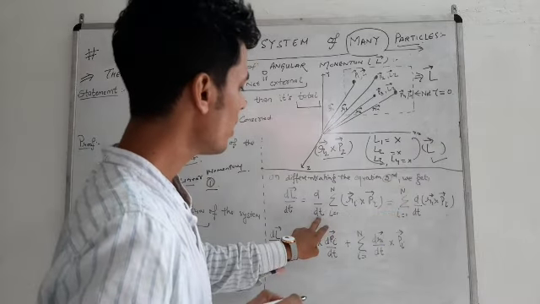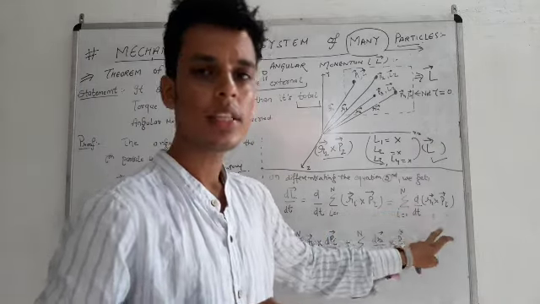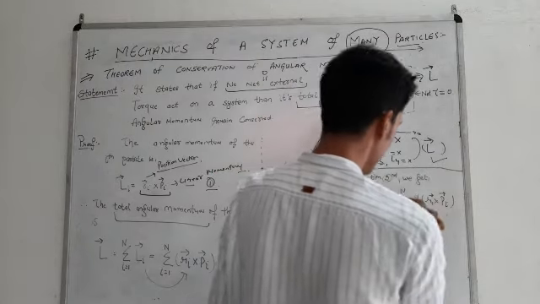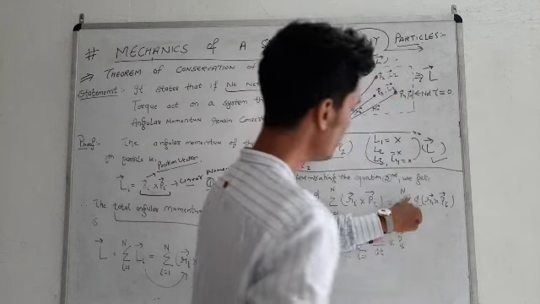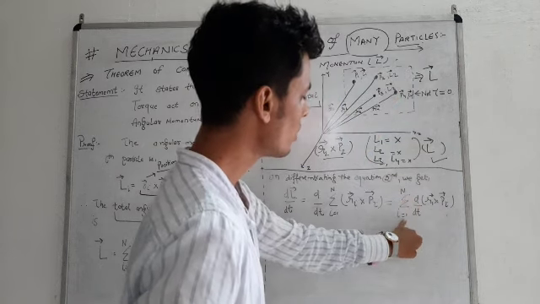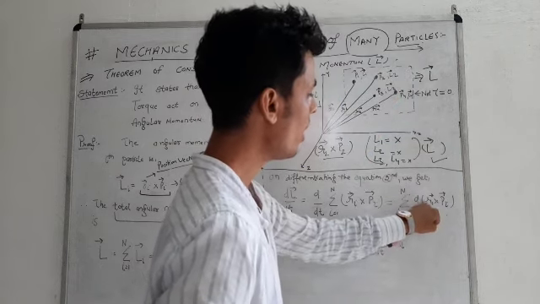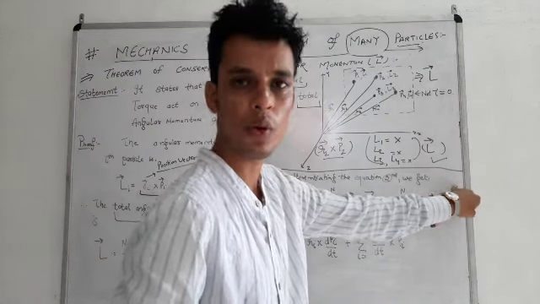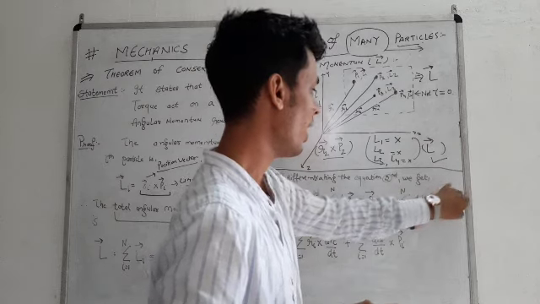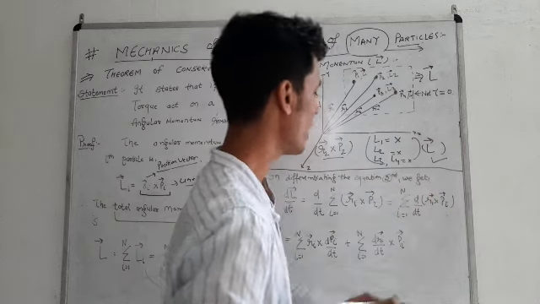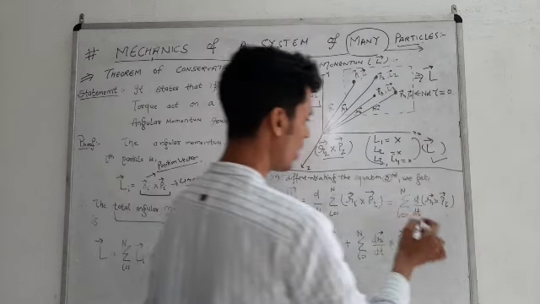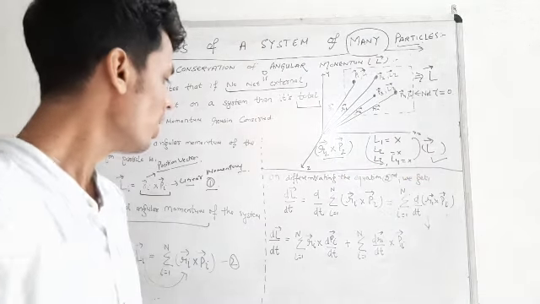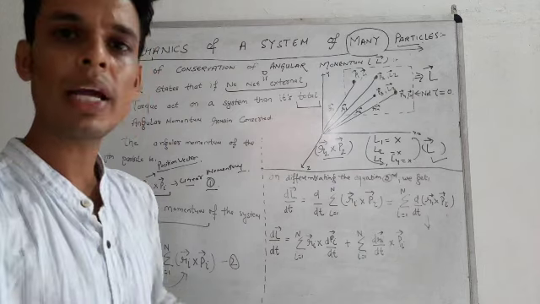We can take d by dt inside the summation. What we are left with is the summation i equal to 1 to n of d by dt of Ri cross Pi. Since they are vector quantities, we have placed a vector arrow over Ri and Pi. Now according to the product rule of differentiation, we are going to differentiate them by parts.